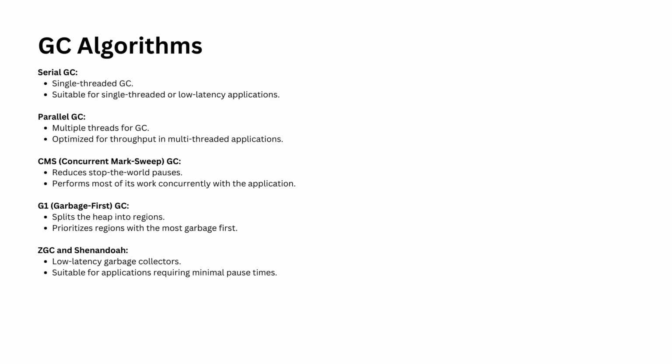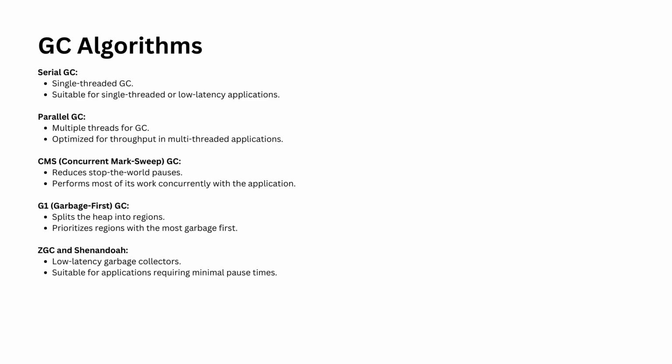CMS is concurrent mark sweep. We already talked about mark sweep, and this is concurrent mark sweep. This reduces stop-the-world pauses. Stop-the-world is basically a terminology which means everything stops within your application. So this reduces those pauses and performs most of its work concurrently with the application. That is why we say concurrent. Now we have G1 GC, which we need to explain. G1 means garbage first.